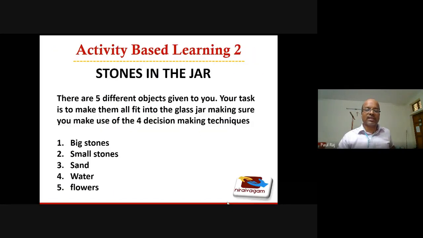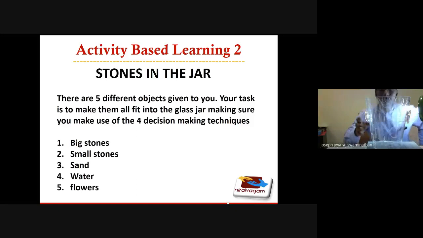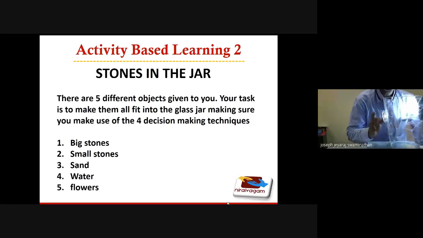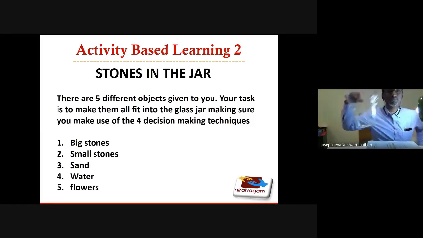We go on to the next activity. All right, I will take over now. Father Jairaj will take over. You see the slide there that Father Paul has placed. Activity based learning 2. Stones in the jar. Just with stones, but there are 5 different objects that will be shown to you. Your task is to make them all fit into the glass jar.